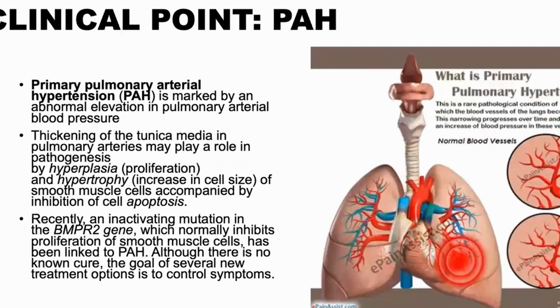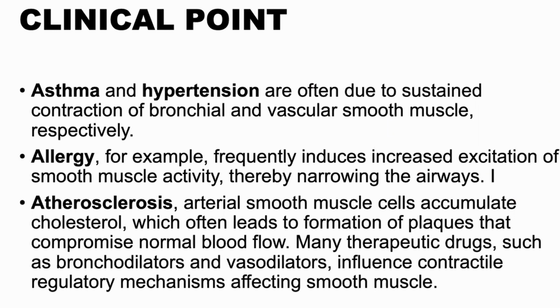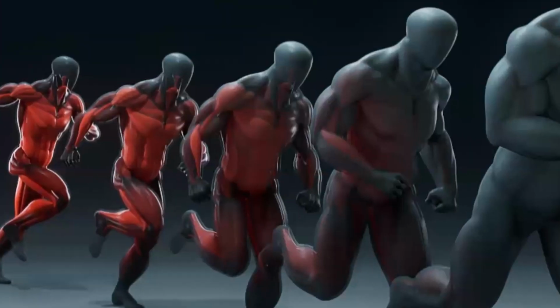And the clinical point is that you can have pulmonary hypertension, and remember that the vasculature is lined by smooth muscle. Hypertension is basically when you have narrowing of the lumen, and this is due to thickening, and there's also a gene associated with this. Last thing, there is asthma, hypertension. These are all problems of the smooth muscle, and that's it.